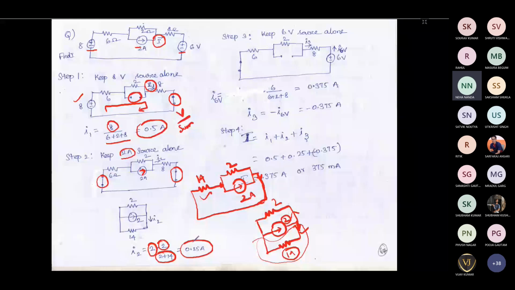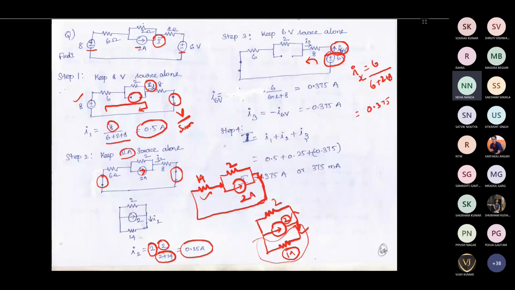Then for step 3 we have to consider the 6-volt source. The remaining sources should be open circuited or short circuited accordingly, depending on whether each is a voltage source or a current source. Then we need to find the current I3. For this voltage source the current flows in this direction. The current is given by 6 divided by the sum of the resistances, 6 plus 2 plus 8. Let us call this current Ix, and it comes as 0.375 ampere.